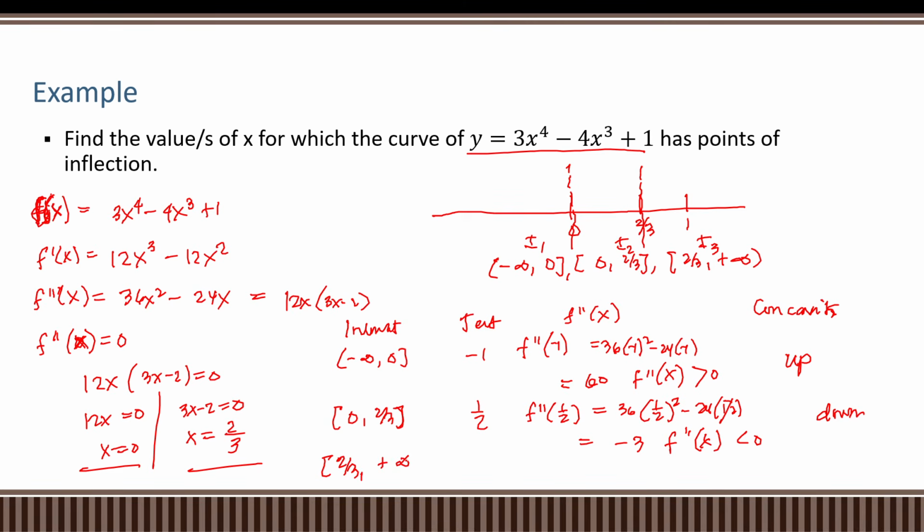to positive infinity, open. So for 2/3 to positive infinity, we could test 1 because that is within the interval. So the double derivative at 1 is equal to 36 times 1 squared minus 24 times 1. So the result is 12. Therefore the second derivative is greater than 0. So this is concave upward.